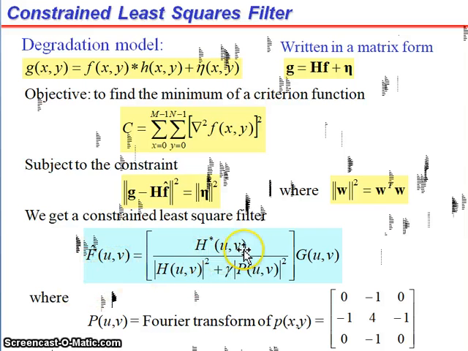What is that? H star of u comma v by mod of h of u comma v whole square plus gamma mod of p of u comma v whole square, times g of u comma v, where p of u comma v is the Fourier transform of p of x comma y. This one is nothing but a 3 by 3 matrix: 0 minus 1 0, minus 1 4 minus 1, 0 minus 1 0. As it is, we just consider this equation, and no need of derivation here. Just observe this equation, the constrained least square filter transfer function, and then what the restored image is, right?